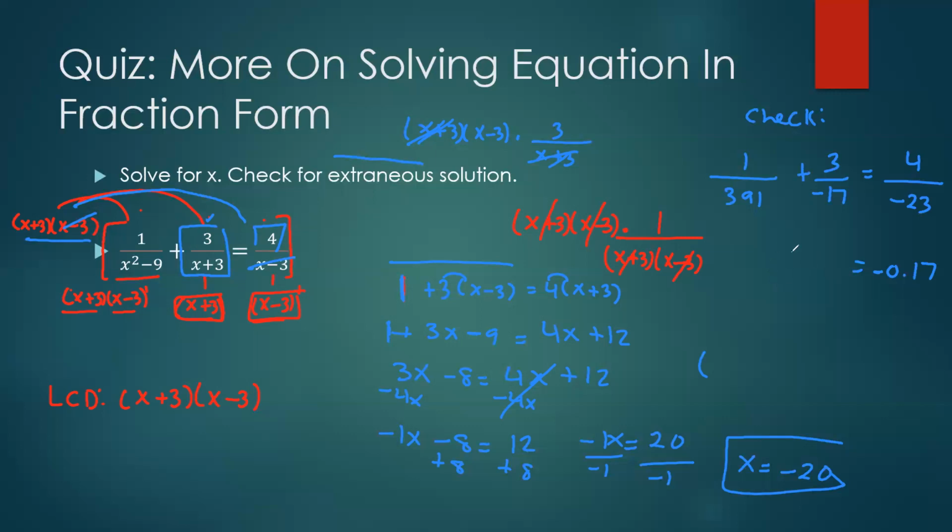On the right, good. Left equals right, so that's true. So this is your final answer: x equals negative 20. It's very good. It's very important to check your work because you can make a mistake. Okay, that wraps it up for this quiz.